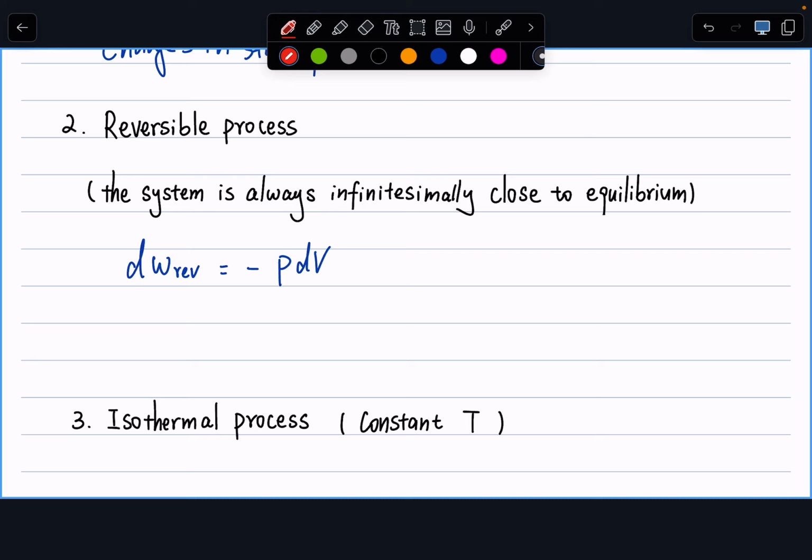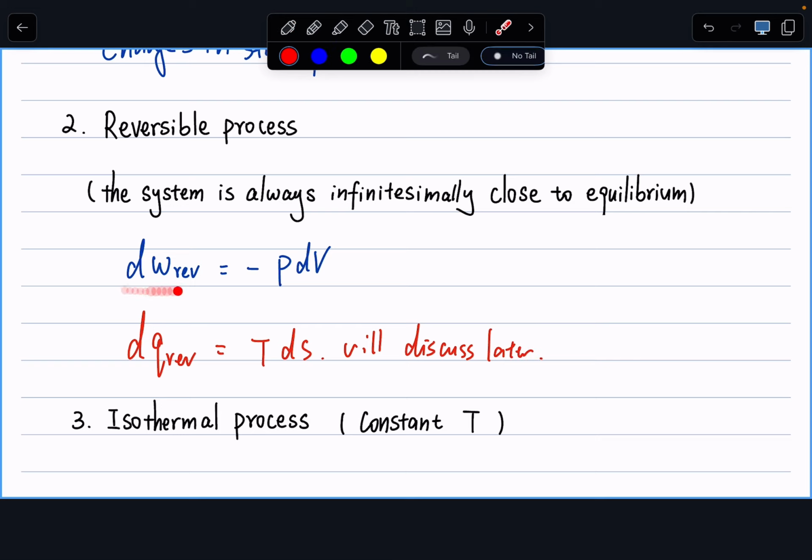Now we have two different line integrals. We have work, we also have heat. So dW reversible equals negative PdV. This is something we already learned. In our next lecture, we will talk about what dQ reversible, or reversible heat transfer, means. That is equal to TdS, which we will discuss later. All right. But for now, just focus on dW reversible equals negative PdV.